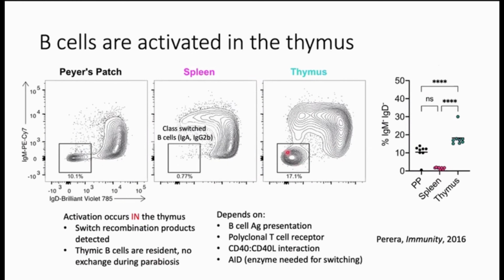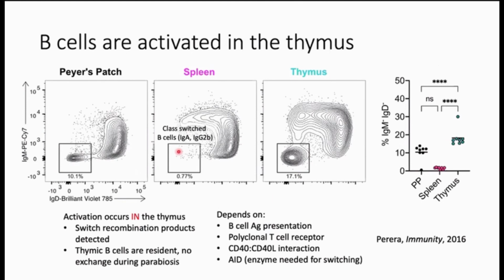The activation process of this class switching has also been shown to be dependent on B cell antigen presentation, so that peptide MHC presentation to a T cell that is expressing the T cell receptor. It's also been important that the CD40 ligand interaction is necessary to generate these cells. And then lastly, you need AID, which is that enzyme needed for class switching. So this is very similar to what we see out in, say, the spleen or the lymph node of just a typical B cell immune response. So there are some similarities to what you would see in the spleen. However, at steady state, there is just a lot more activation ongoing than what you would expect to see.